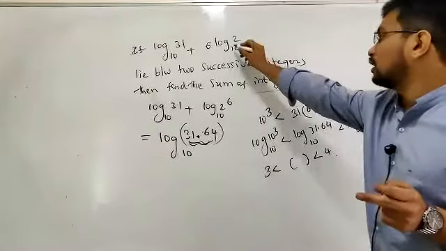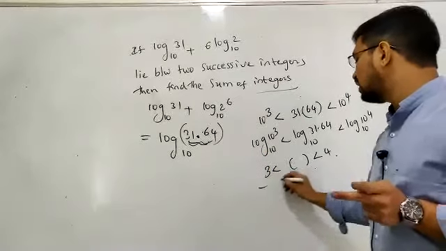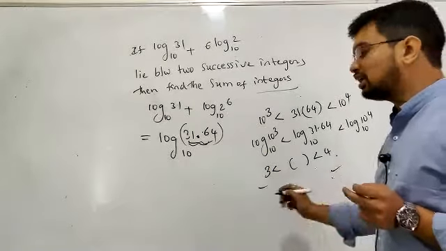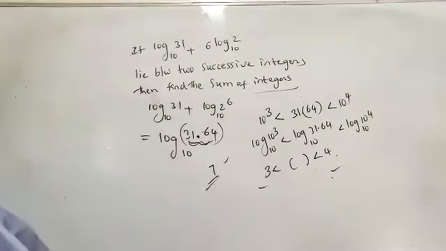So this value whatever I'm getting is lying between two successive integers, that is 3 and 4. They are asking you the sum of these integers. Answer will be 7. Okay, Vidya, right?